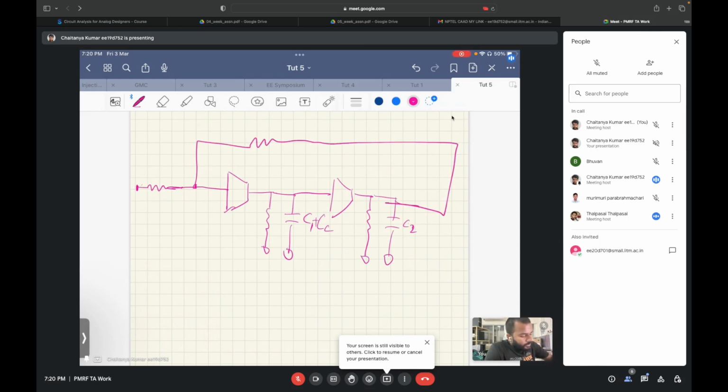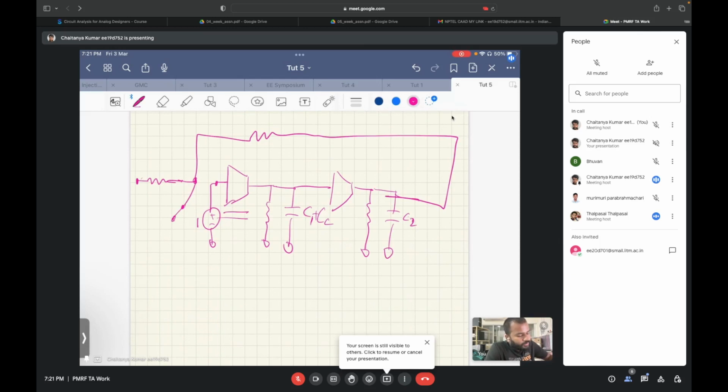Okay, so in this case, you will need to break the loop over here, right? If you have ideal models, you can just remove this connection, put an AC voltage source over here as a test voltage, and check the response at this node. For that you will have to put a ground at this node input, correct? Yes, sir. You can check the AC voltage at this node.